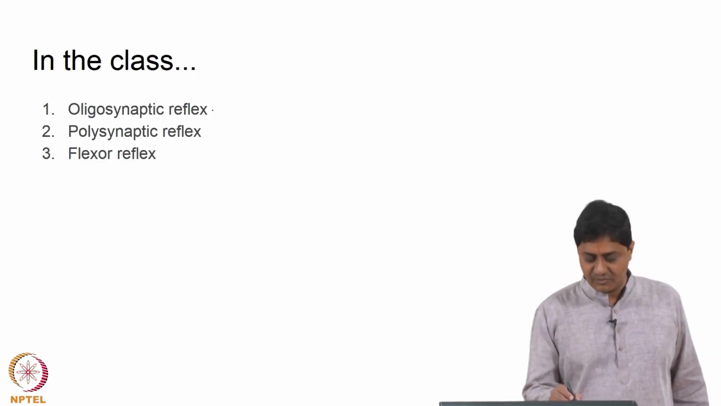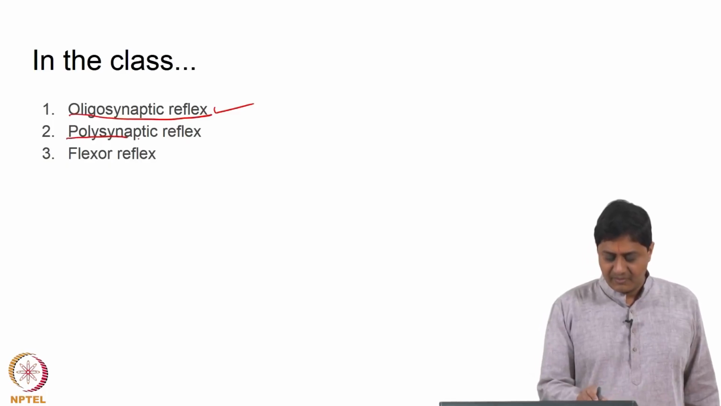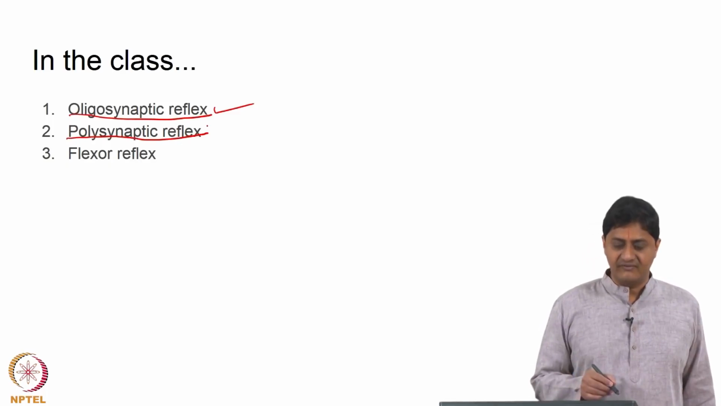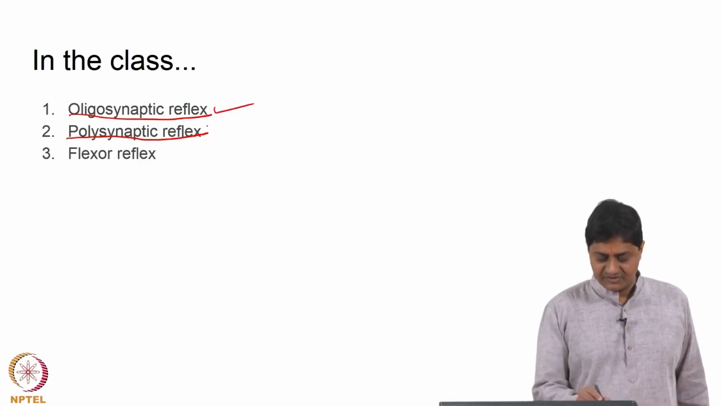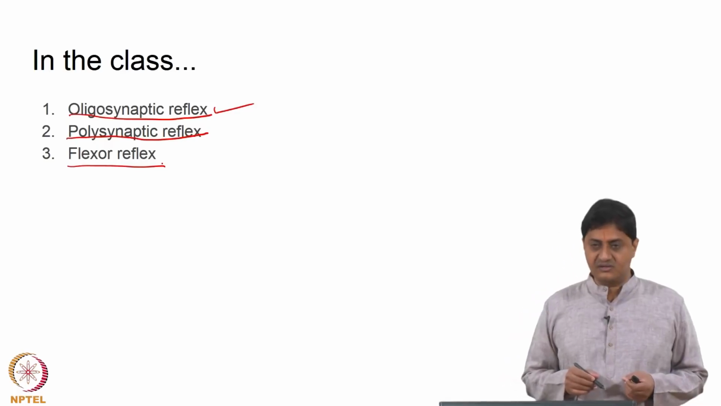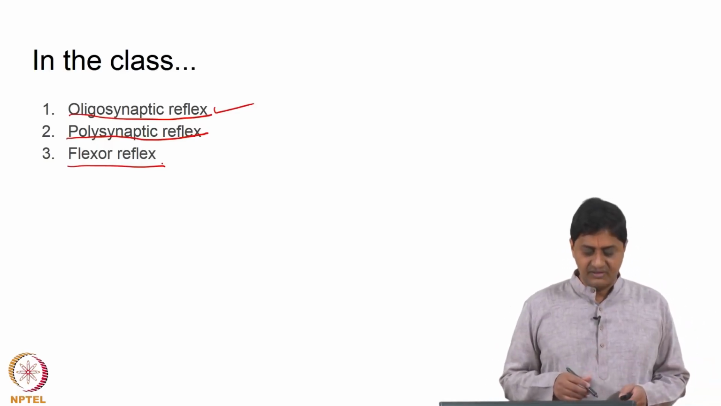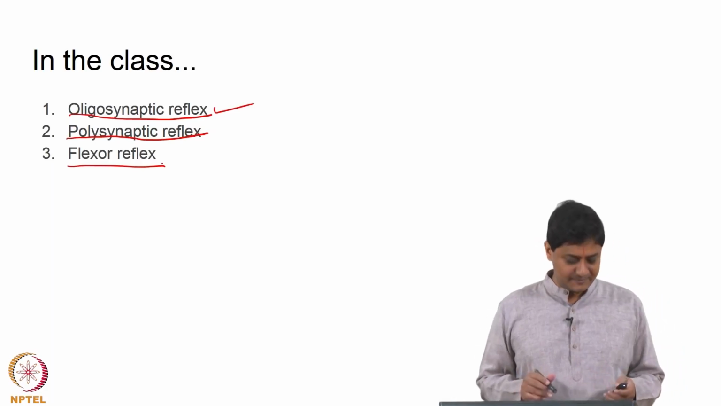So, in this class we will talk about 3 things: oligosynaptic reflexes, we will have a couple of examples, we have discussed some of this earlier. Polysynaptic reflexes, we will have I think 1 or 2 examples for this also. Then the flexor reflex or the flexor withdrawal reflex that was mentioned in one of the earlier classes, will be discussed in some detail here.